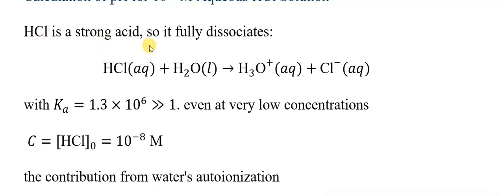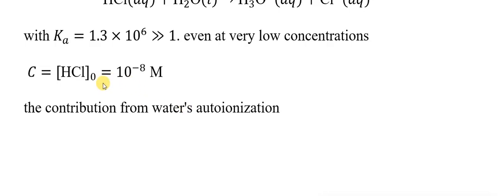and we know that HCl is a strong acid and is fully dissociated into the hydronium ion and chloride ion. Ka of this acid is 1.3 times 10 to the power plus 6, that's very much greater than 1. If the value of Ka, the ionization constant of an acid, is greater than 1, it shows that your acid is very strong even at very low concentration. And the concentration of HCl is 10 to the power minus 8 molar.